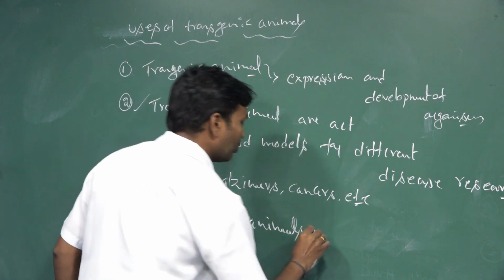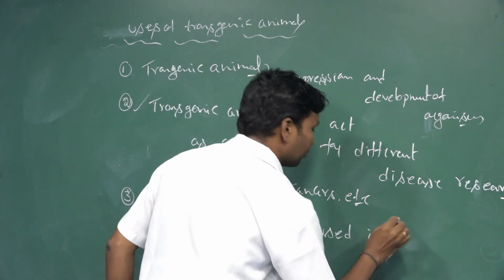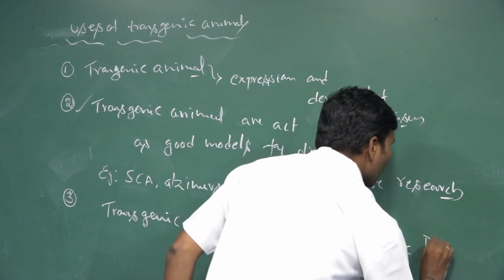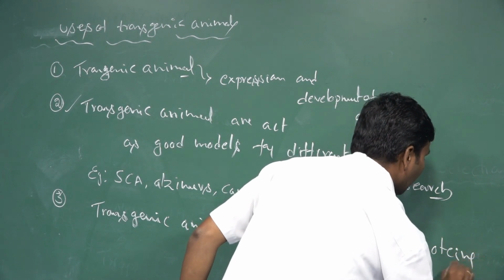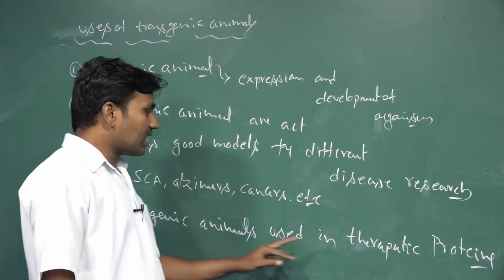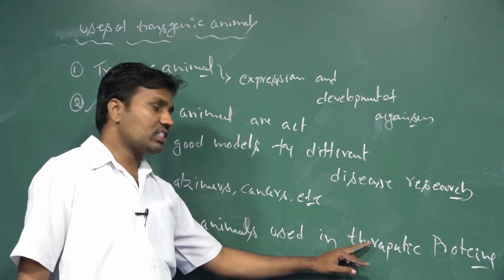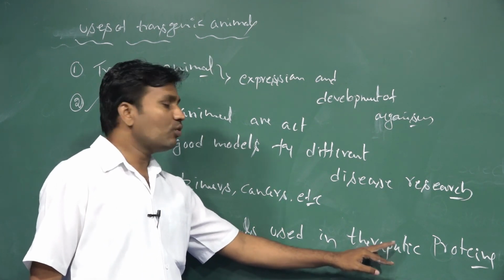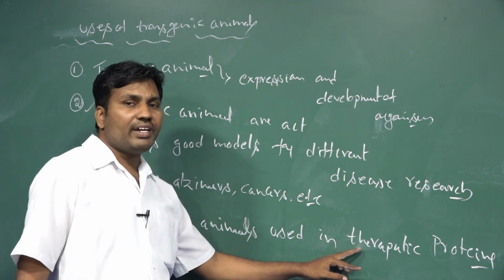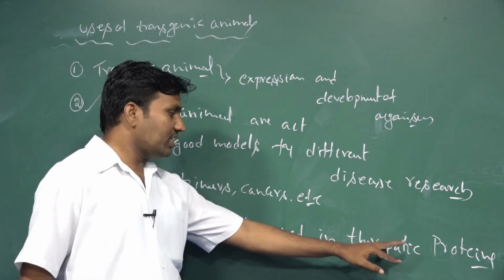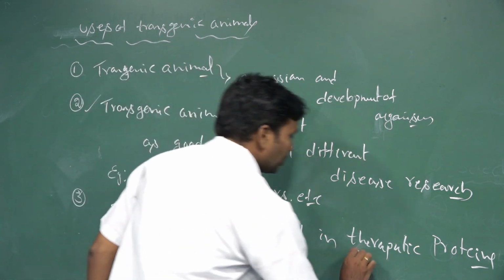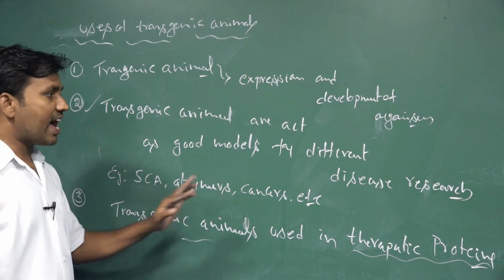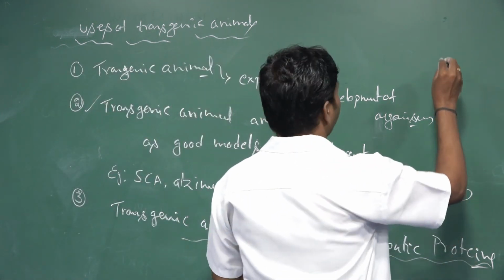So transgenic animals are used in therapeutic proteins production. Transgenic animals are used in the pharmaceutical industry to produce therapeutic proteins. That means specific protein molecules which are used in the treatment or diagnosis of some specific diseases. Those therapeutic proteins are produced by using transgenic animals. So this is another advantage here.